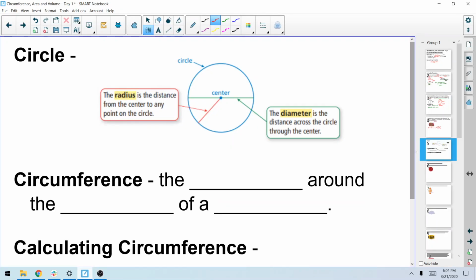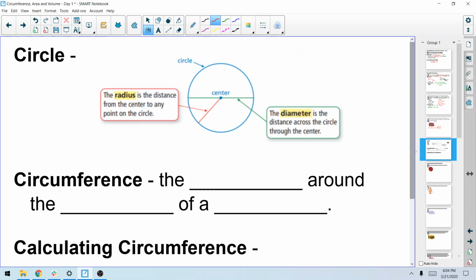Okay, guys, the next part of our lesson is we're going to move on to circles and circumference. So if you forgot any of your parts of a circle, I gave you a little diagram. Center is in the middle. Radius is the distance from the center to any point on the circle. Diameter is the distance across the circle through the center. Keep in mind that the radius is half of the diameter, or you could think of it as the diameter is twice the radius. You're going to need that for a couple problems that we do here.